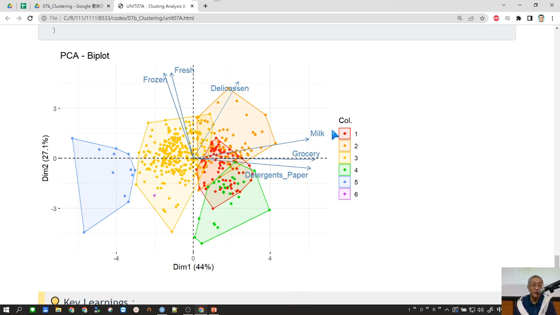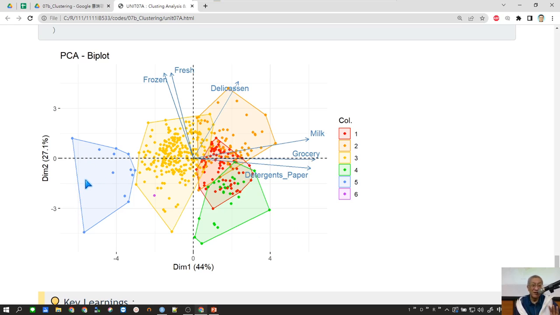So they are buying 6 categories of products: milk, grocery, and detergent, deli, fresh, and frozen. As you can see, this is the dimension. The groups in this direction buy more milk, more grocery, and more detergent paper, and the groups in this other dimension buy more frozen, fresh, and delicatessen. So after clustering and dimension reduction, these 440 retailers can be divided into 5 groups.